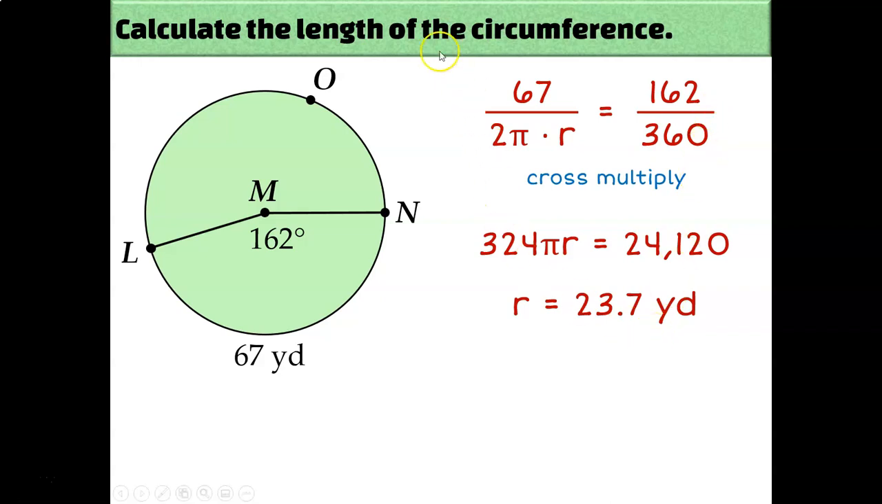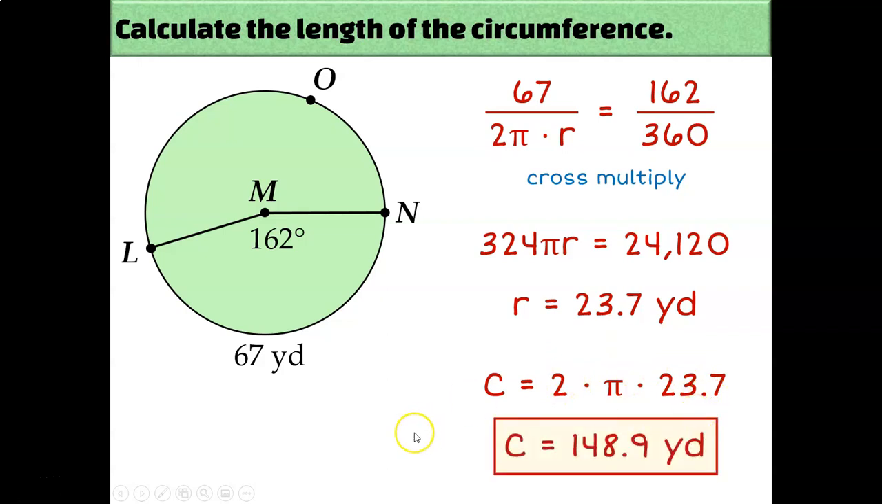But that's not my final answer because I was asked to figure out the circumference, and this is just the radius. So the circumference of a circle is equal to 2 times pi times the radius, so the circumference of this circle is approximately 148.9 yards.